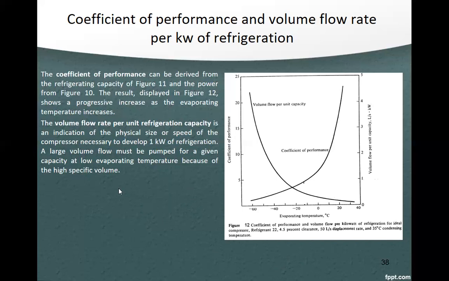Our simulation computer is parang glowing na. But the truth is, for the simulation you compute these one by one: negative 60, negative 40, negative 20, 0, 20, one by one. That is not connected to safety. So, the volume flow rate per unit refrigeration, okay.